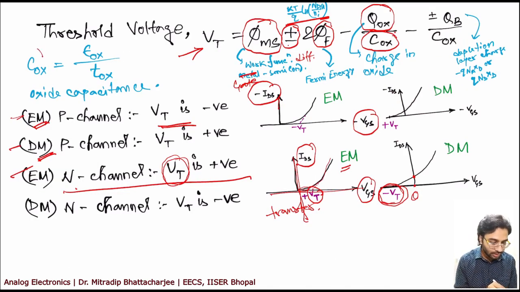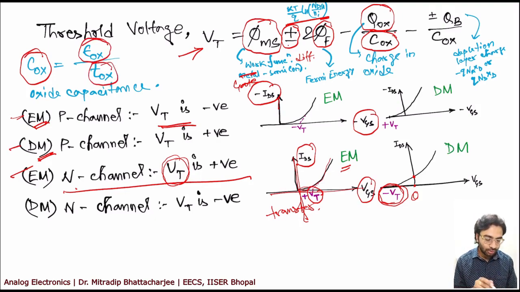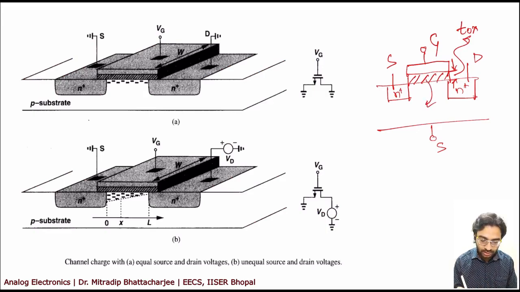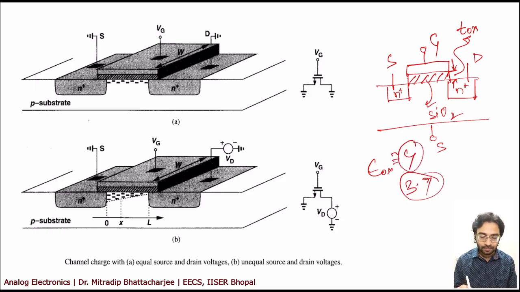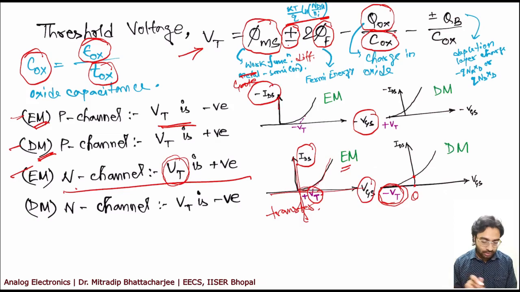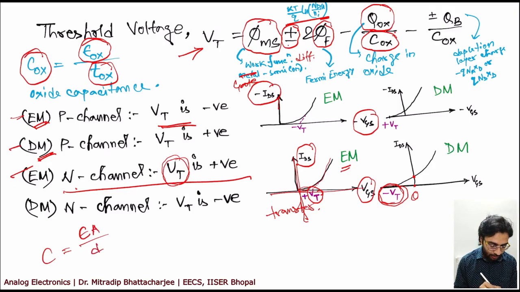Now your Cox or oxide capacitance will be defined as epsilon ox, that means the epsilon value of oxide, divided by Tox. Generally we use SiO2. In this case, this oxide is generally SiO2, where epsilon ox is more or less 4 or maybe 3.9 to be precise. So it's 4 or 3.9, whatever value you can take. However, if you see here, generally what is the expression? C equal to epsilon A by D. So here D is Tox and epsilon is epsilon ox.